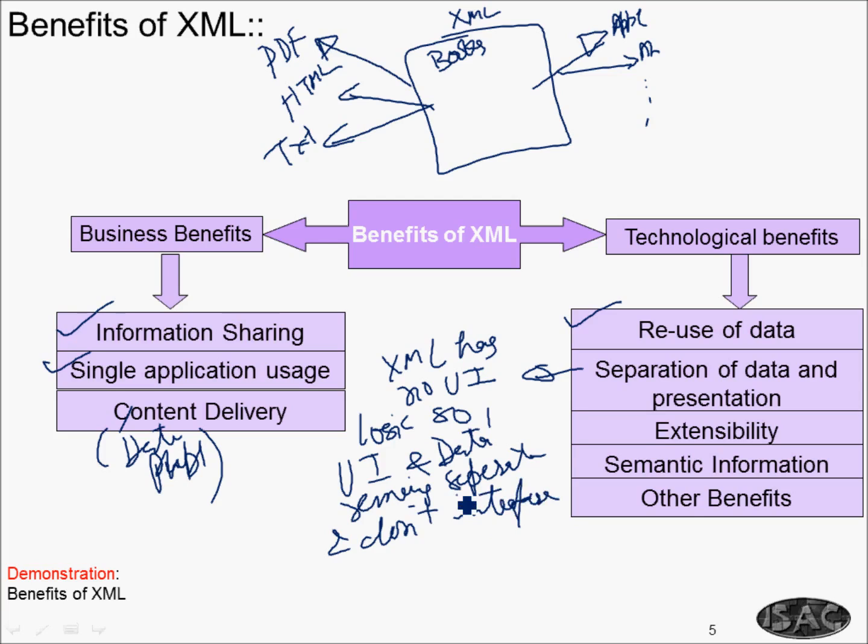What do you mean by extensibility? Extensibility means that you can create your own tags as many times as you want. Semantic information: those tags are easy to understand. And there are a lot of other benefits, like every XML file is very easy to transfer. Every XML file is very easy to write, create, and read. All those are very simple and easy to use.